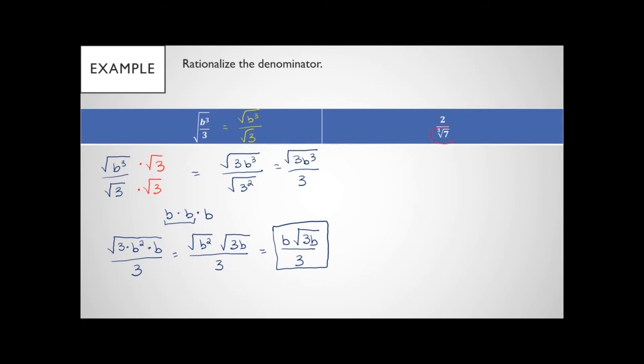So this cubed root of 7, we want to cancel out that cubed root. In order to cancel out something that has a cubed root, we need an exponent of 3.